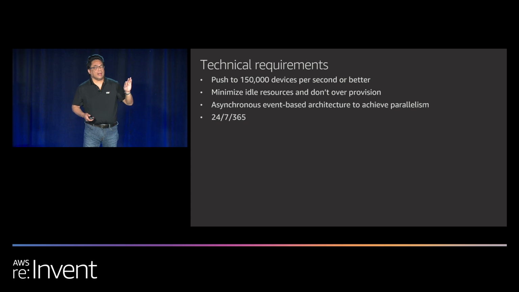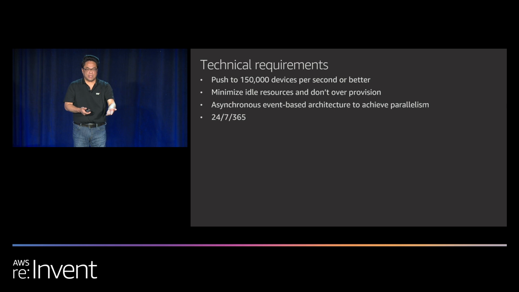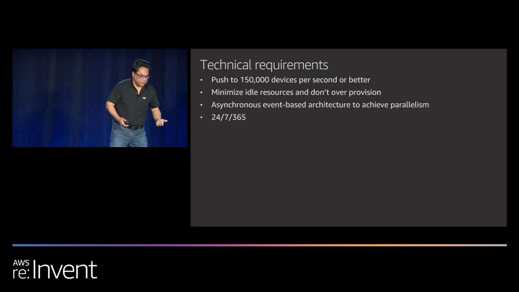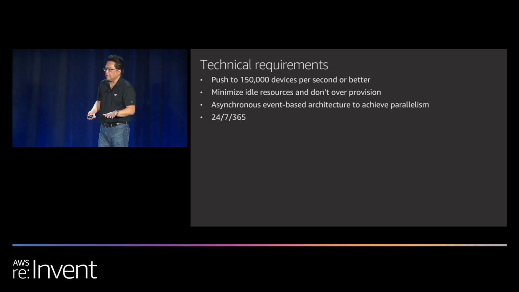We settled on an asynchronous event-based architecture. There is just no way that microservice A makes a blocking call to microservice B. We need to make sure that we're using an event-based architecture. SQS really delivered the goods. Amazon DynamoDB delivered the goods on this requirement. And of course, 24/7, 365.